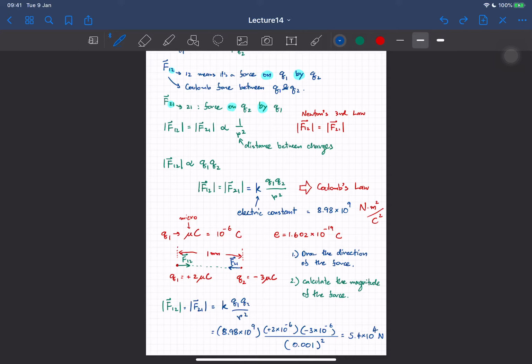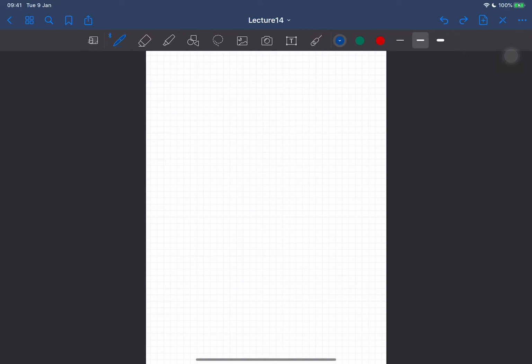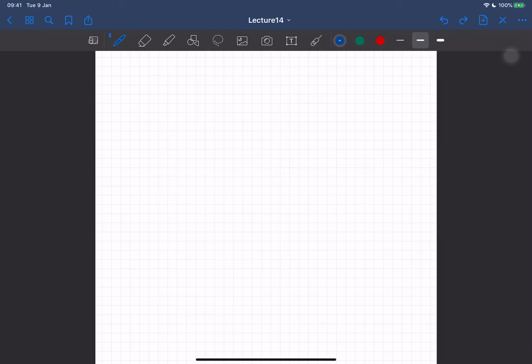This is the force between two charges. It's fine. You use Coulomb's law and then you just follow this procedure. There's no problem. So for multiple charges, we're gonna use what we call the superposition principle.